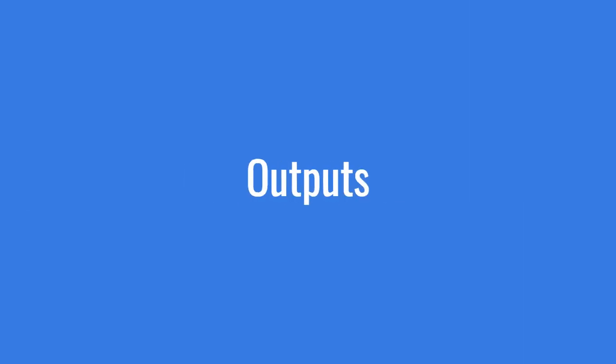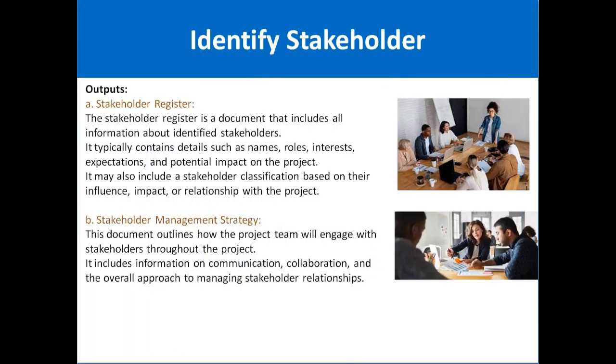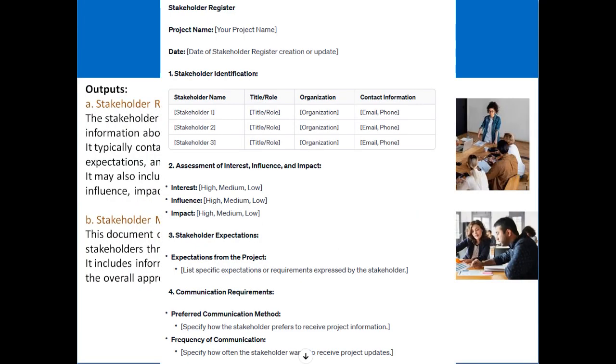Then the output. The output of this whole process is the stakeholder register. Friend, the stakeholder register is basically a document which contains the identified stakeholders. Generally, it contains the name of the stakeholder, the roles, interest, expectations, and potential impact on the project. It may also include a stakeholder classification based on their influence, impact, and relationship with the project. So the basic important document which we create after the whole process of identifying stakeholders is the stakeholder register.